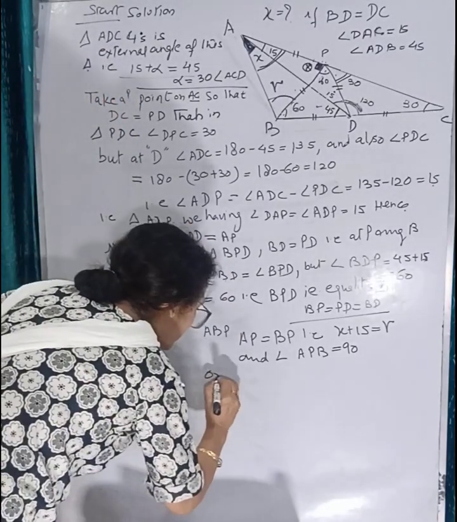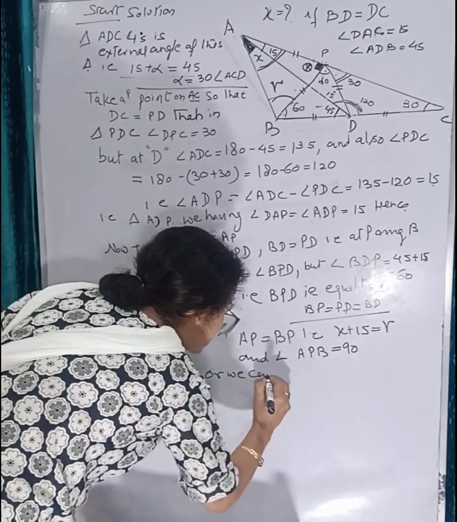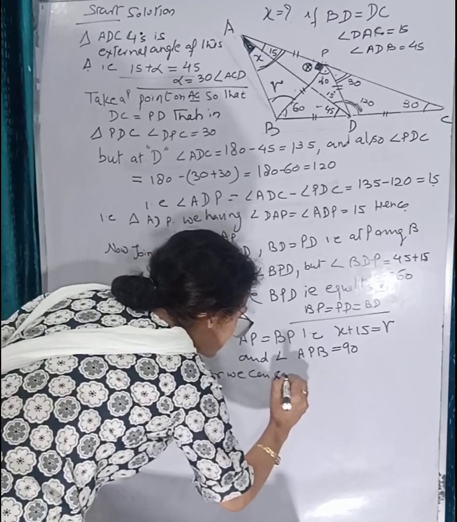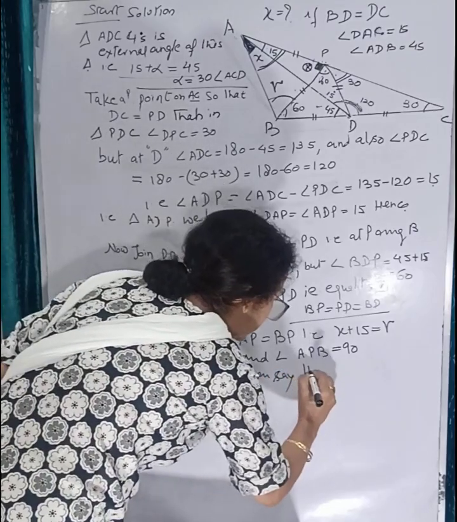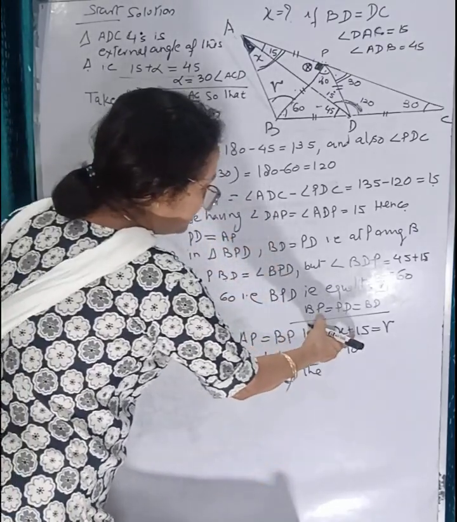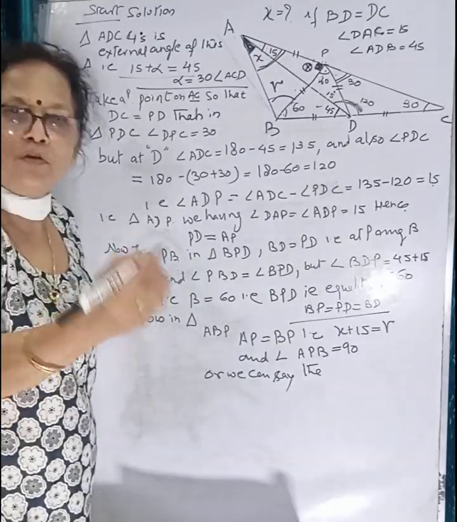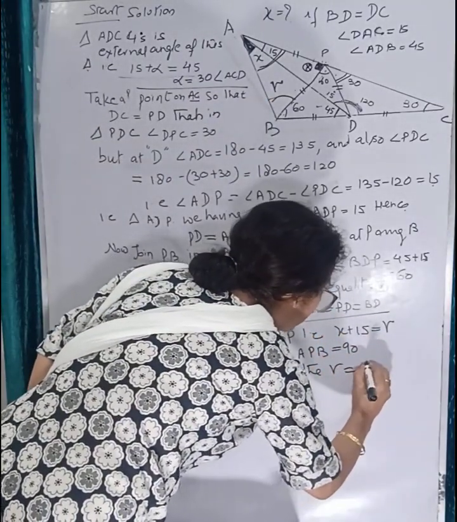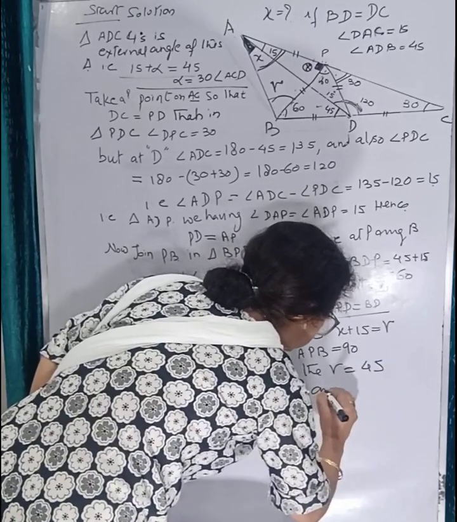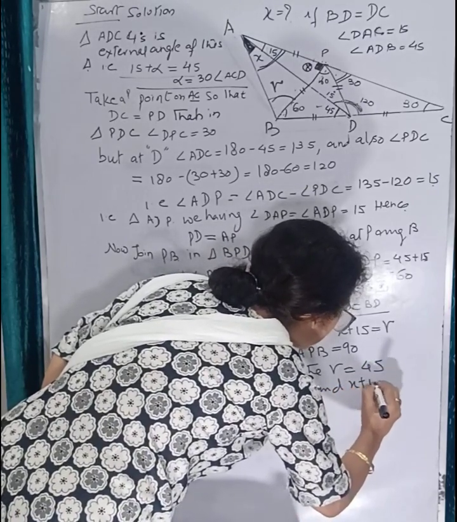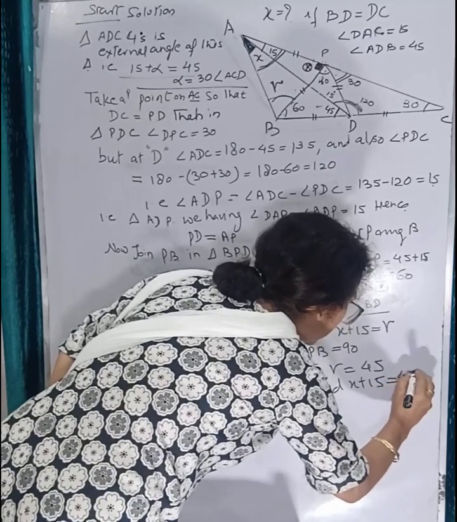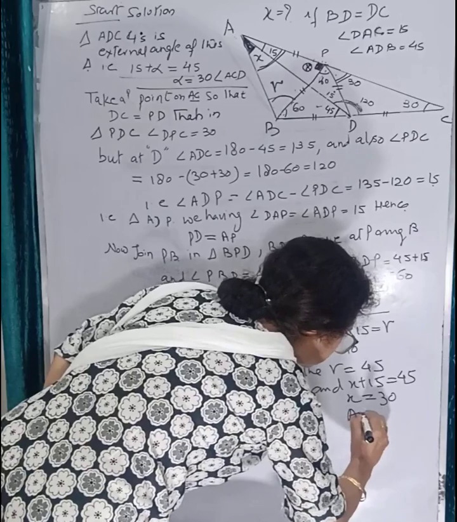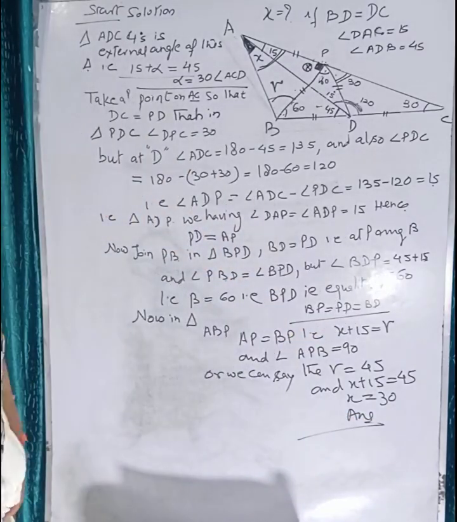And we can say that each angle, x plus 15, is also 45 and this gamma is also 45. Gamma is equal to 45 and x plus 15 is equal to 45. That is, x is equal to 30 degree. This is the answer. x will be equal to 30.